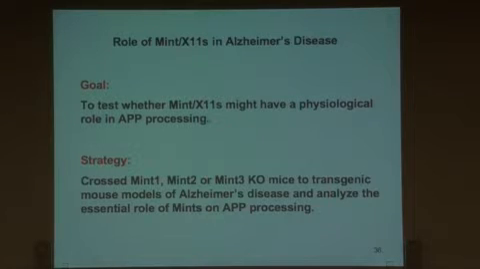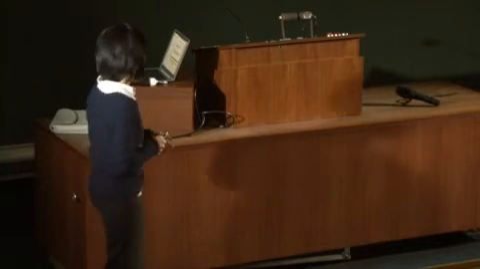But because we had such a dramatic survival phenotype in association with MINT 1 and 2, or MINT 1, 2, and 3 double and triple knockouts, we actually just took the single knockouts, which survive fine, and crossed them to the APP transgenic mice.